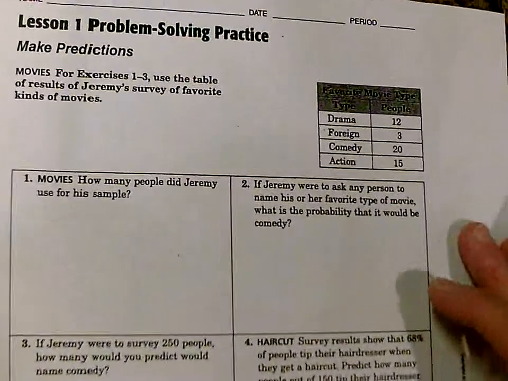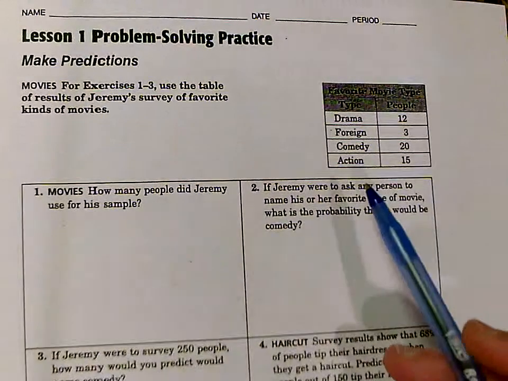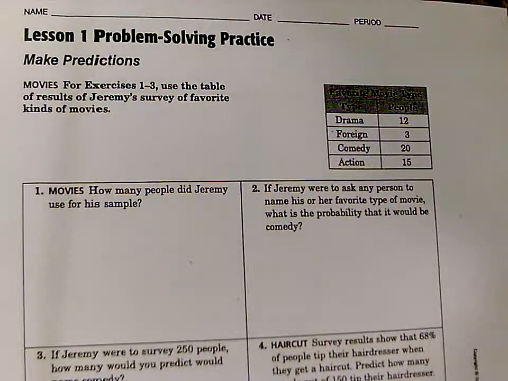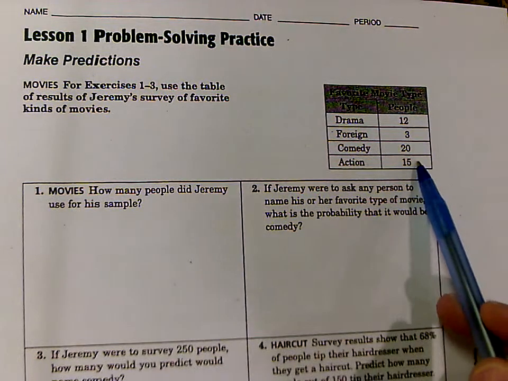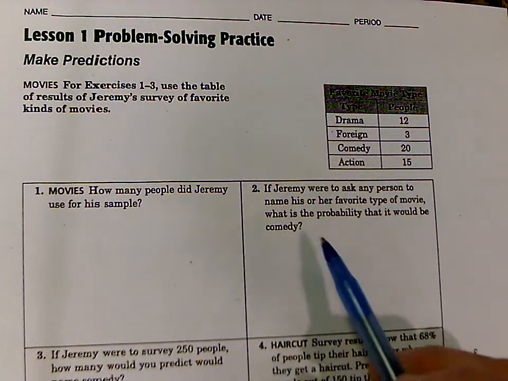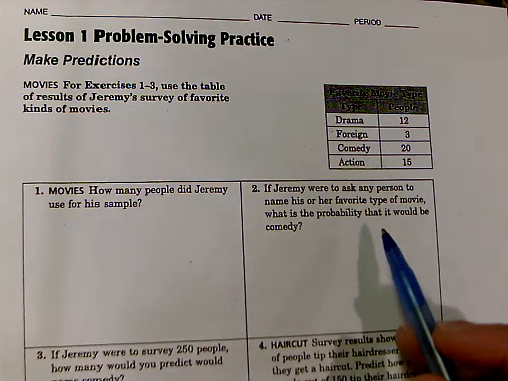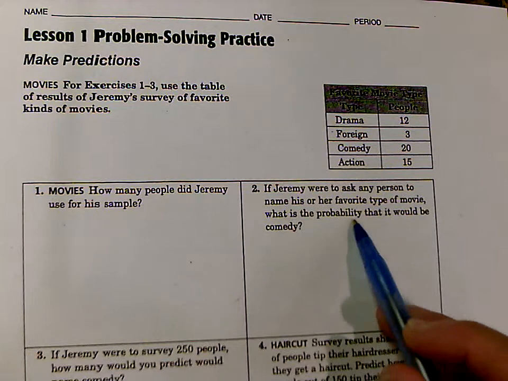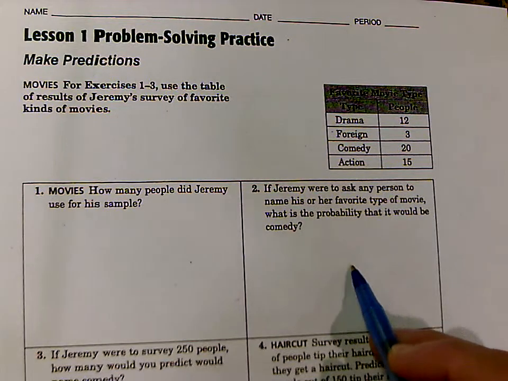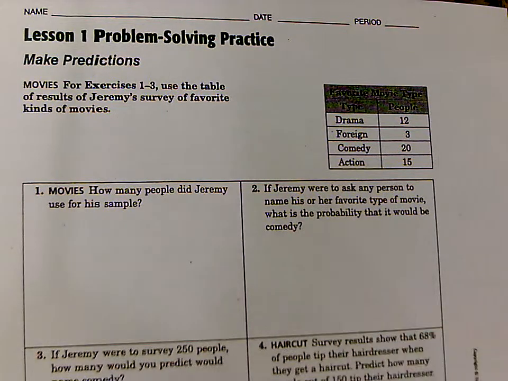Then if I flip this over on the back side, okay, this is more about making predictions, and you're going to find here there's a table up top on favorite movie type, and you will find the survey amount from this table, the initial sample here. And then 1 and 2 will go together with this survey amount. And so you will find here also a fractional amount, a probability, and you're going to want to reduce that fraction as low as you can.